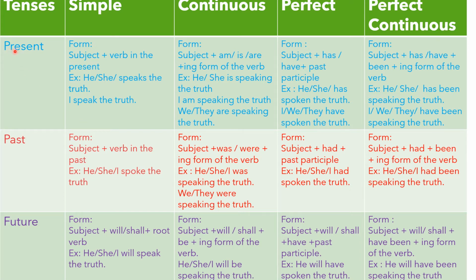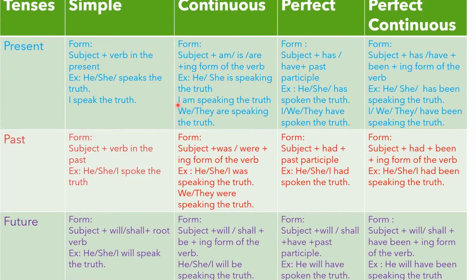The next, present continuous tense. The form of the present continuous tense: subject, am, is, are, and the ing form of the verb. What is the ing form of the verb speak? It will be speaking. So the subject is he or she. So he is speaking the truth. She is speaking the truth.